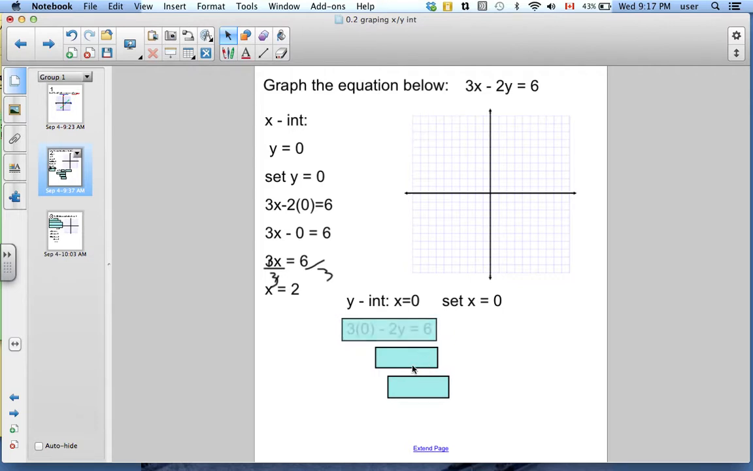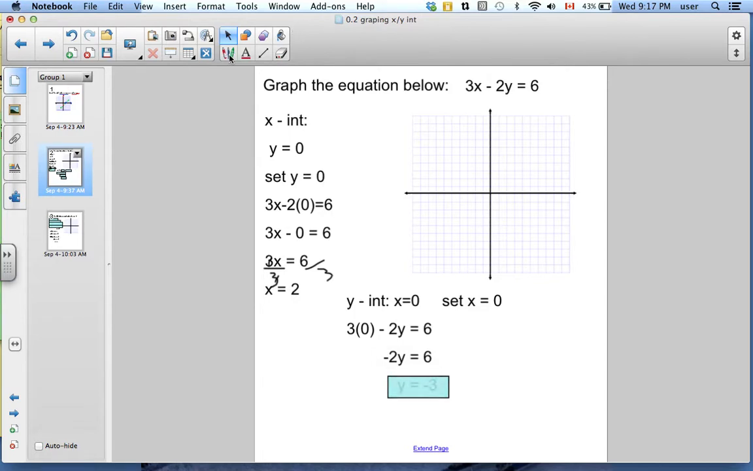When you have negative 2y equal to 6 here, you're going to see that, okay, well my negative 2 is multiplied by my y. So we're going to have to do the opposite. You're going to have to undo it. And you undo that negative 2 and the y multiplication there by dividing. So you divide both sides by negative 2. When you get 6 divided by negative 2, you're going to get negative 3. So we know that our y-intercept here is negative 3.